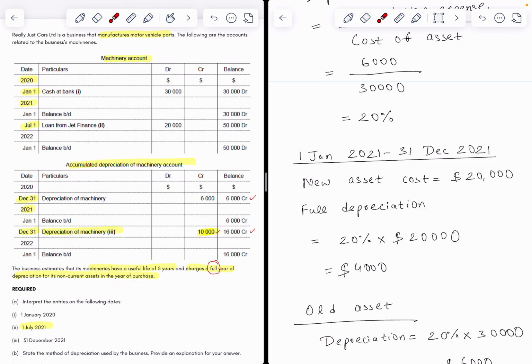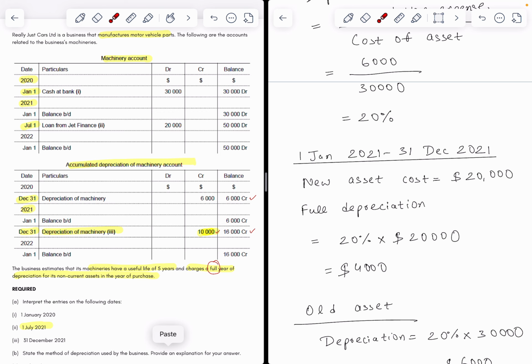Also, it clearly mentions that the business has a useful life of 5 years. So when it says that the business has a useful life of 5 years and that it charges a full year of depreciation in the year of purchase, we could say that the 5 years here refers to the 20% depreciation rate, because every year if you have 20% that is being consumed in terms of benefits, then 20 plus 20 plus 20 plus 20 plus 20 over 5 years would make it eventually 100% of the values that have been consumed, right?